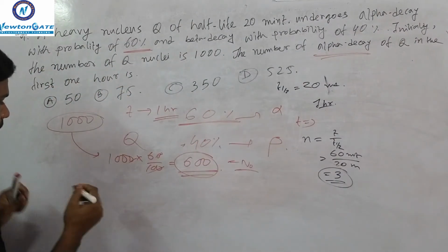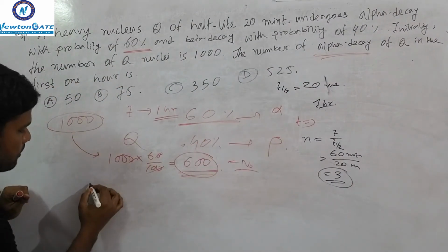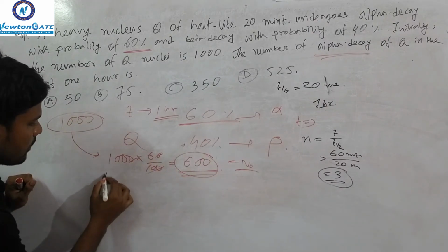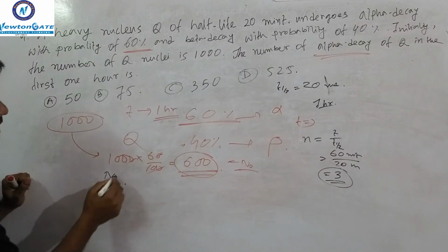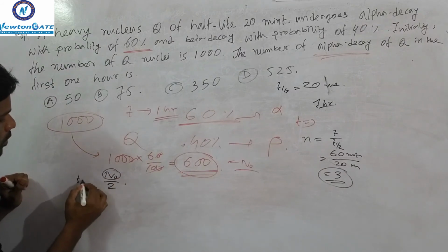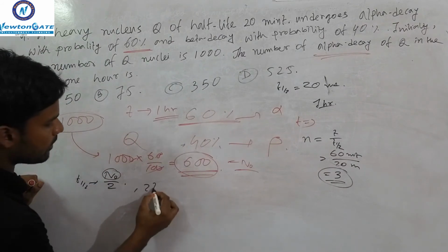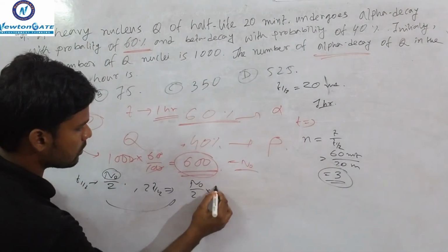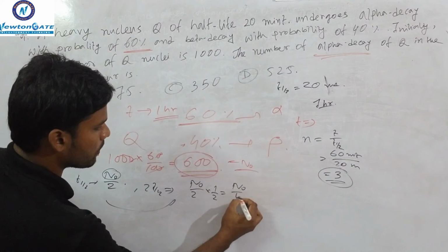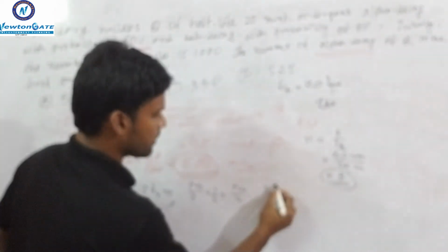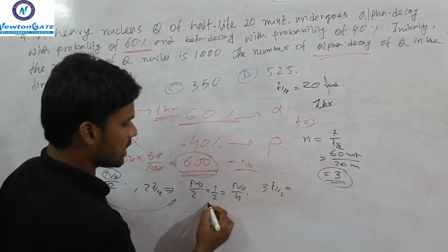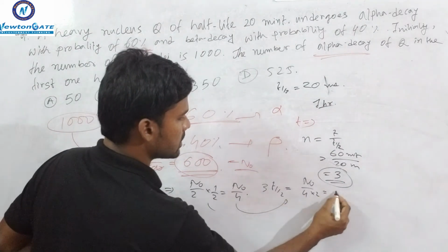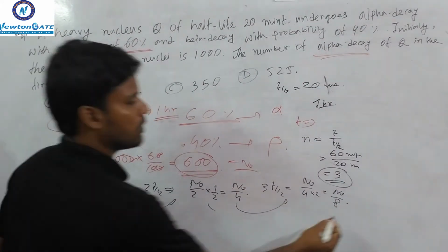So for the first half life, the initial number should become half. After 2 half lives this number should again be half, 2 into half, that means N naught by 4. After the third half life this number should be half again, N naught by 4 into 2, that means N naught by 8, and so on.